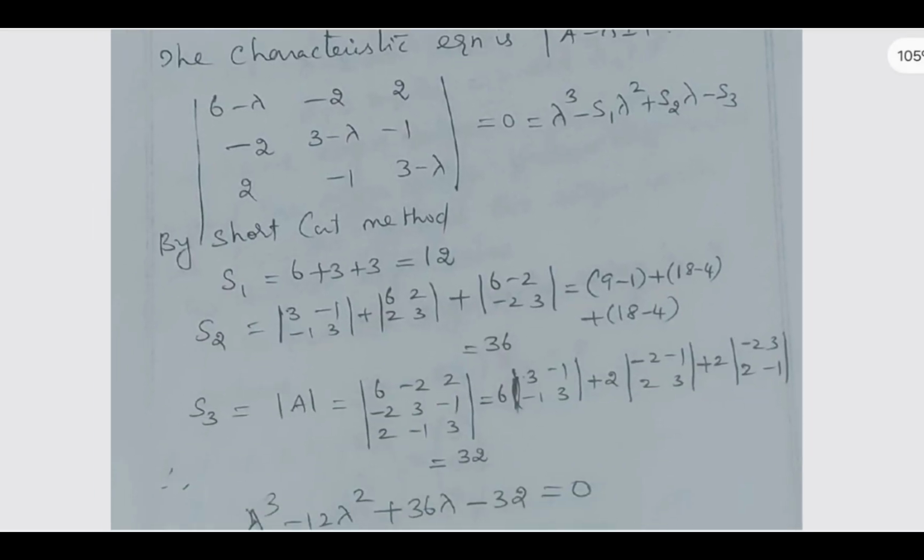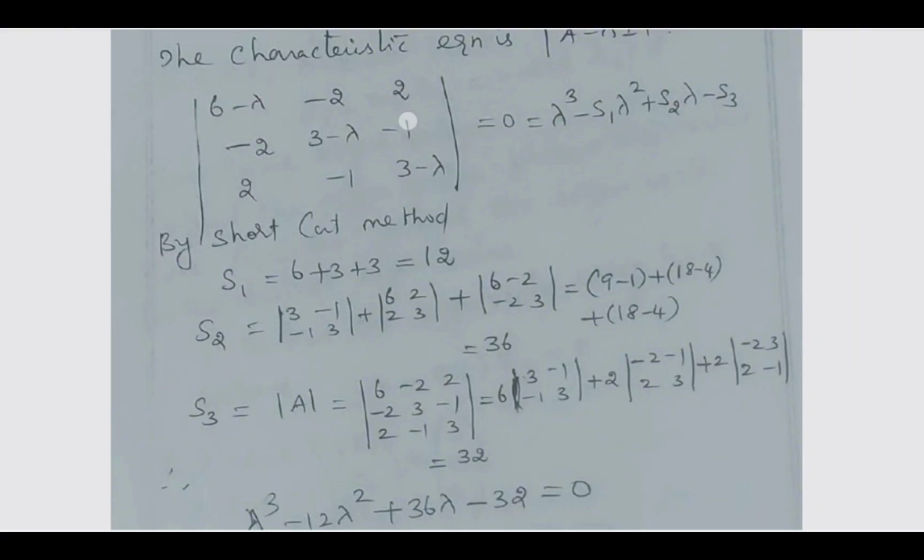Next, for s2, as usual you have to find the minors of the leading diagonal elements. So it's 3 minus 1 minus 1 3. And the next leading diagonal element is this 3, so you delete the respective row and column, and find 6 2 2 and 3. And the next leading diagonal element is 3, so you just delete the respective row and column: 6 minus 2 minus 2 3.